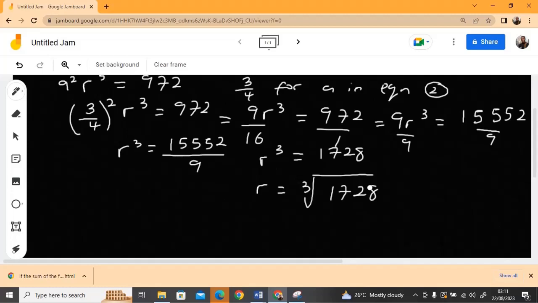So what number will multiply to give us 1728? Let me check on my calculator. Sorry for the delay. If you can get it, I don't know, but let me solve it here. I know some of you will have gotten the correct answer. So let me just do this. So cube roots, sorry.